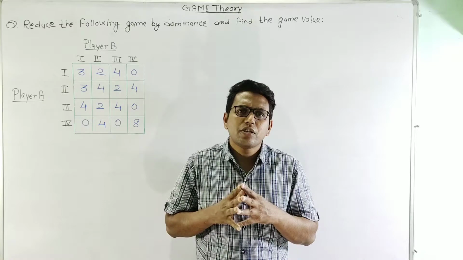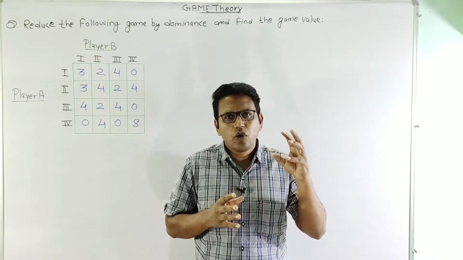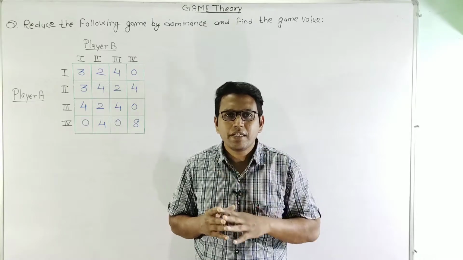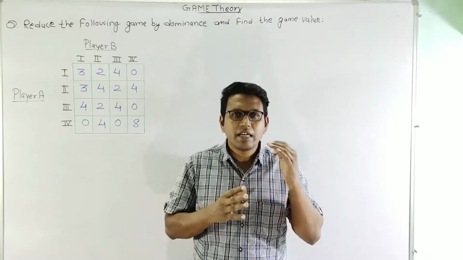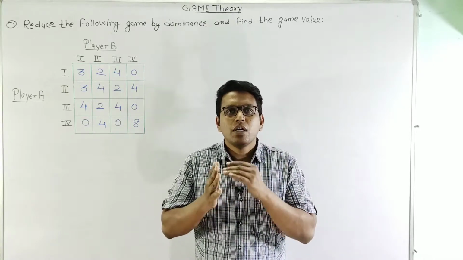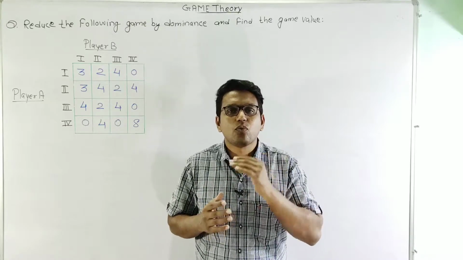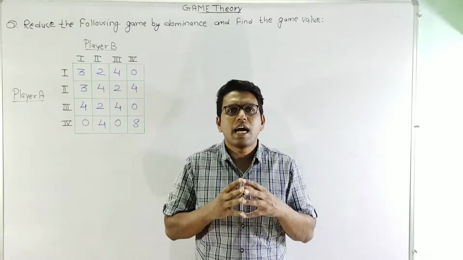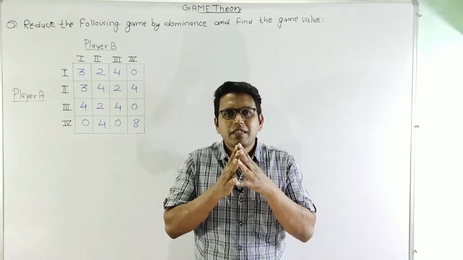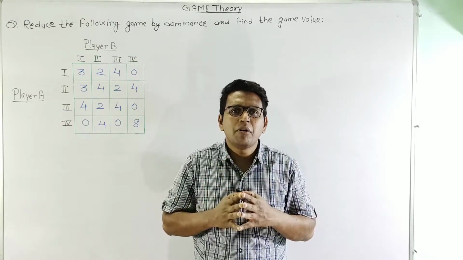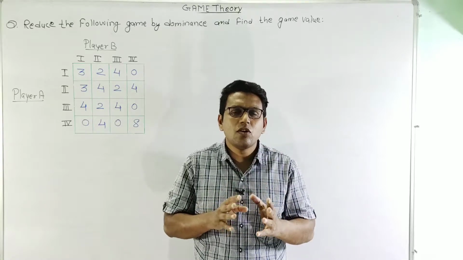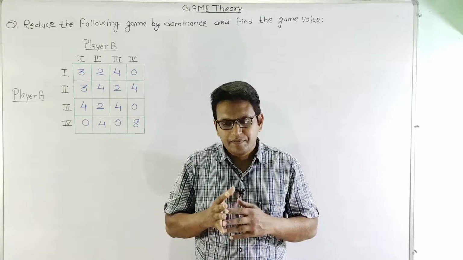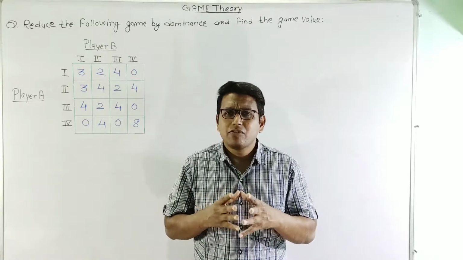In row domination, each element of the dominated row must be less than or equal to the other existing row. Similarly, in column domination, we have seen that each element in the dominated column must be greater than or equal to the other existing column, and we have done an example based on this.